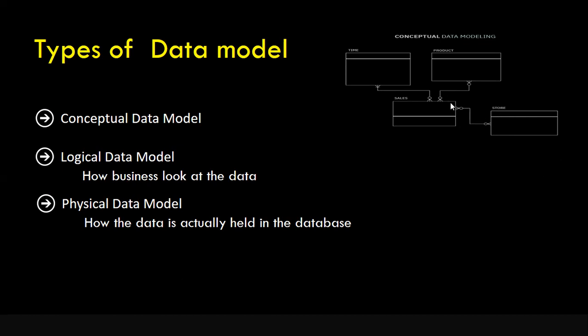And you can see the crow's feet here. Just above the crow's feet, you can see the circle, right? Zero or many. So here the time and product, right? So a many-to-many relationship or a one-to-many relationship. That is what the crow's feet and the zero tell us. So products may be ordered, and sales happen in zero or more stores. Some stores have no sales at all, right?